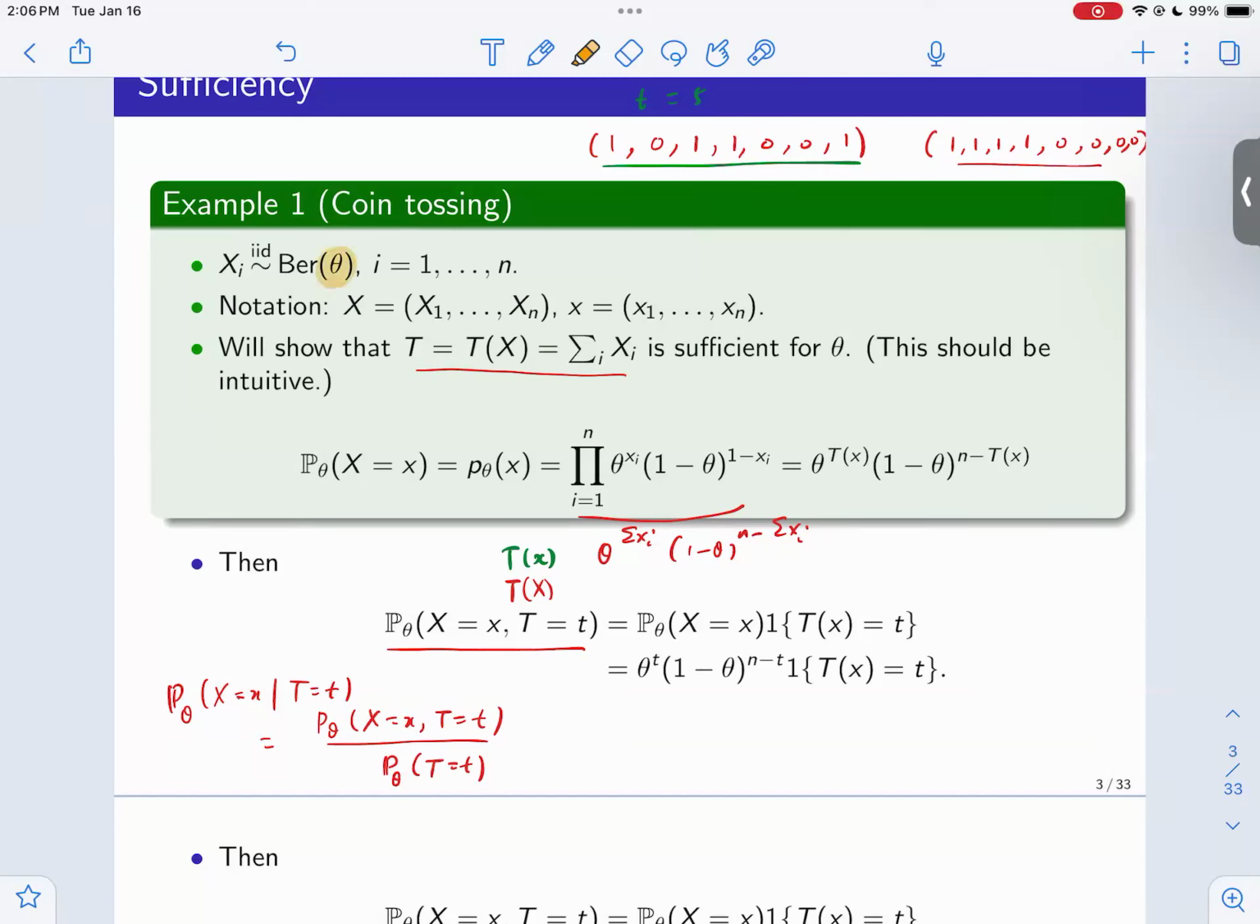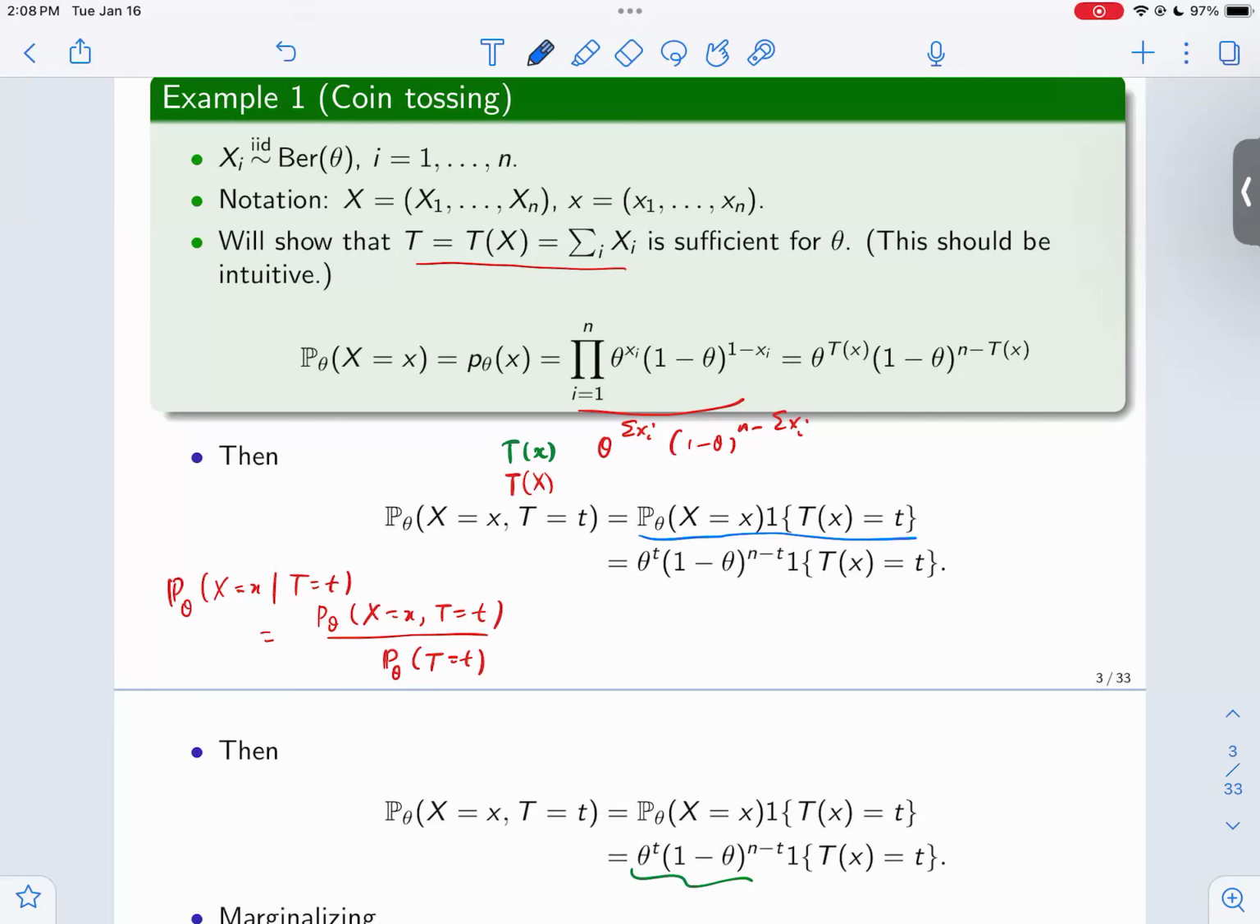So next we looked at the joint. In order to compute the conditional probability, since everything is discrete, I can use basic 101 probability. So probability of A conditional on B is probability of A intersect B divided by probability of B. So probability of A intersect B is the joint PMF of X and T. And we argued that this turns out to be like this. This requires a bit of thinking because these two are dependent, so this is basically T of capital X.